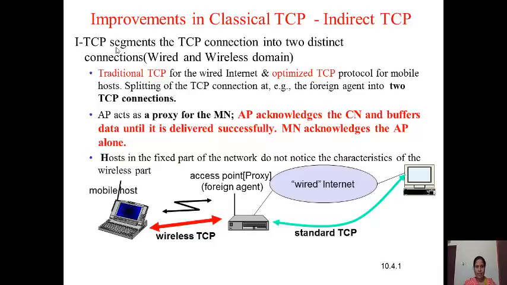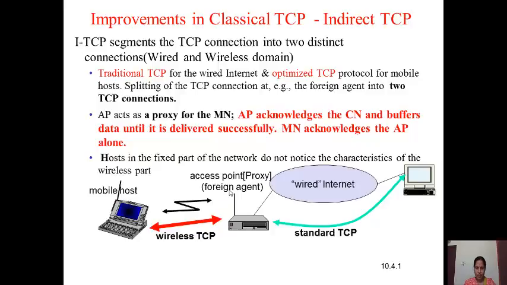Indirect TCP segments the TCP connection into two distinct connections. One is the wired part of the connection, the other is the wireless part of the connection. The wired part is going to be the standard traditional TCP, and the wireless part is going to be the optimized TCP protocol, right? So as I said, the TCP connection is split into two. This is the foreign agent, this is the wireless part, and this is the wired part.